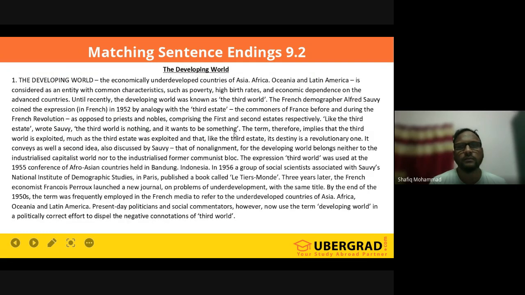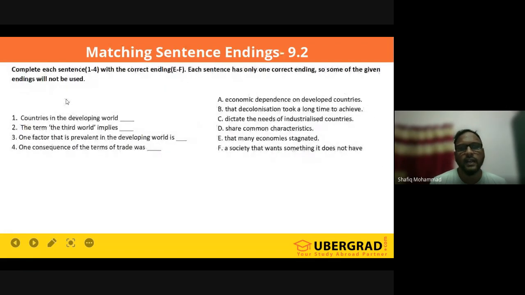For example, the underdeveloped countries are developing countries, right? So Asia, Africa, and so on, is considered as an entity with common characteristics such as poverty, high birth rates, and economic dependence on the advanced countries. So it is directly: countries in the developing world share common characteristics. Characteristics is the keyword, and also they have the same common traits, isn't it? So, D is the right answer for the first one.